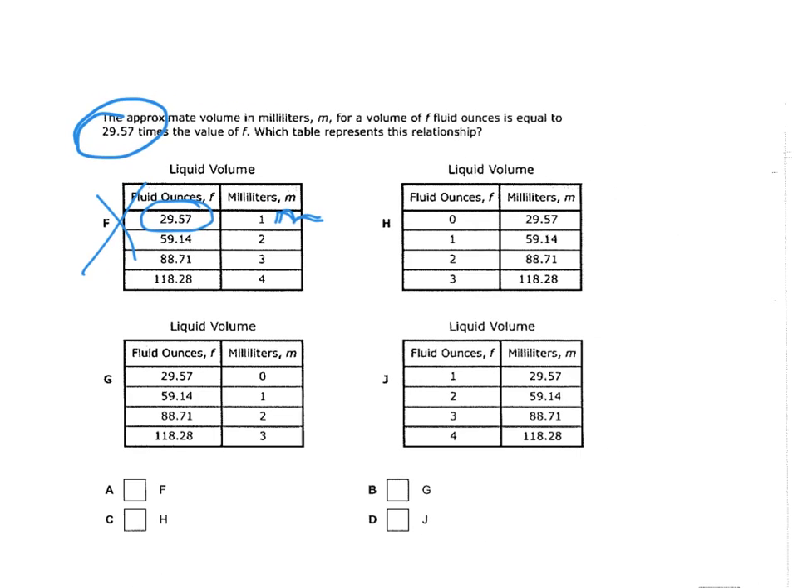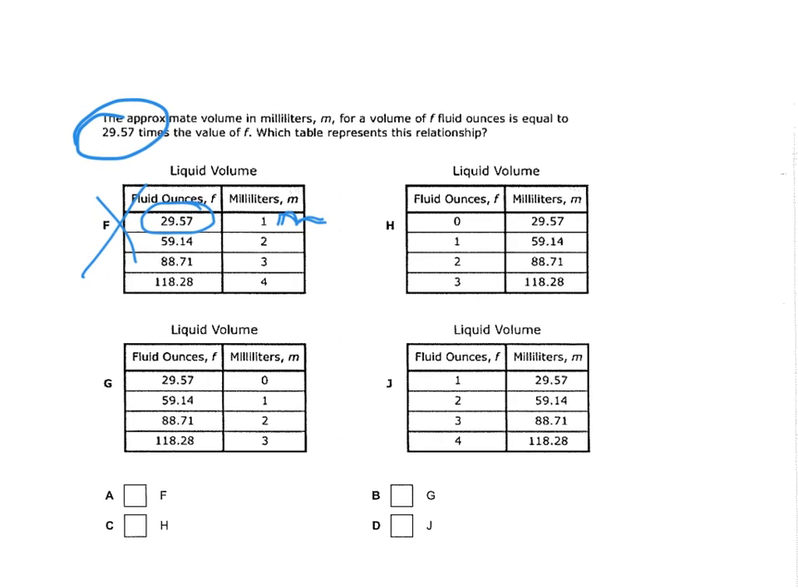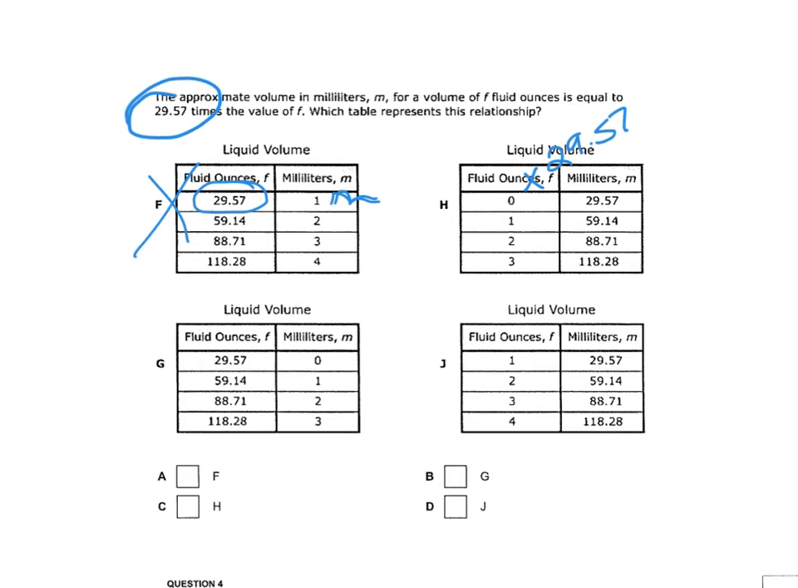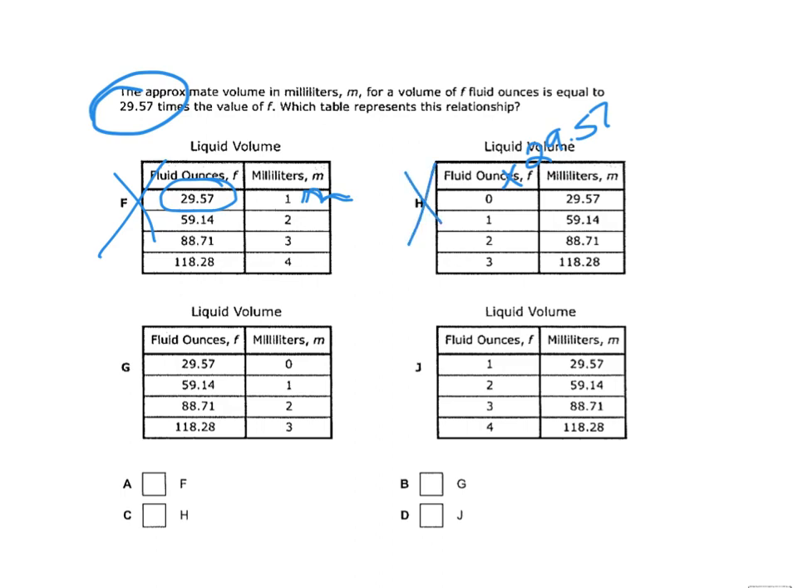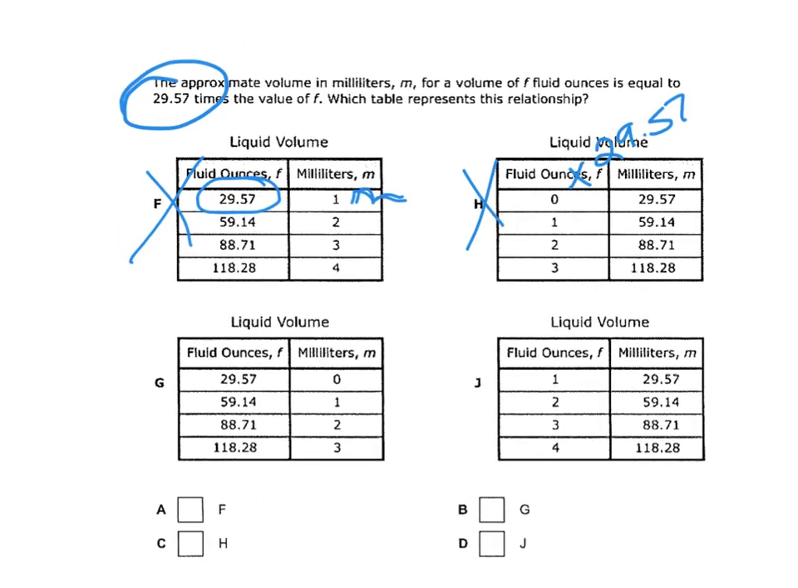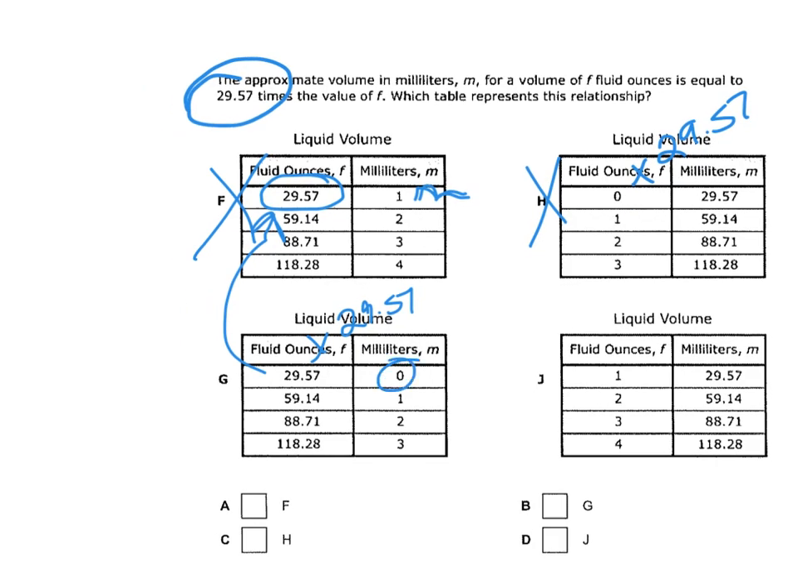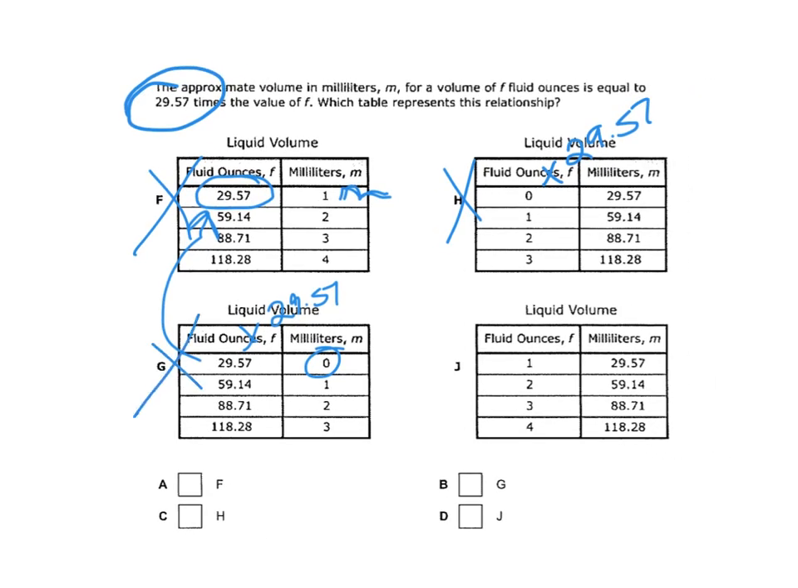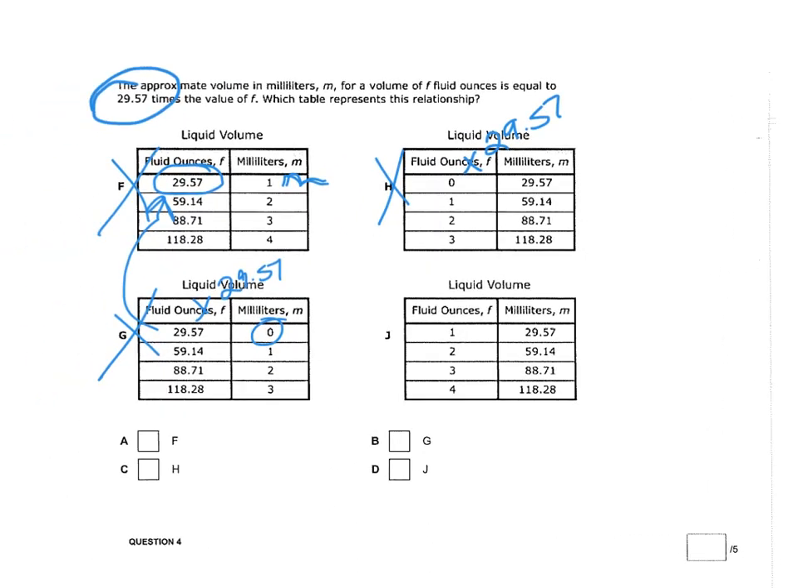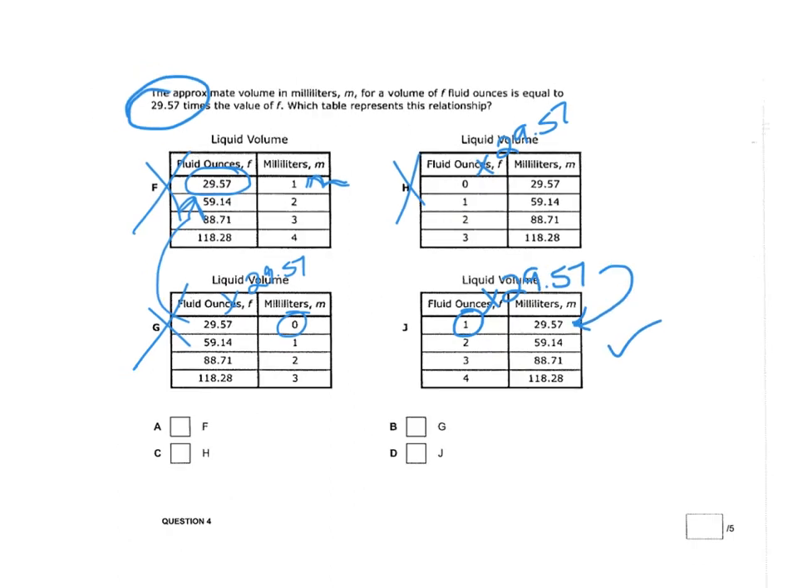So F can't work. Okay, on H, if I multiply 29.57 times 0, anytime you multiply anything by 0, you get 0. Same thing on G. G is the same as F. If we multiply 29.57 times 29.57, we're not going to get 0. It's going to be a big, long number. So the only one it could be is J, because if we multiply 1 times 29.57, then we get 29.57.